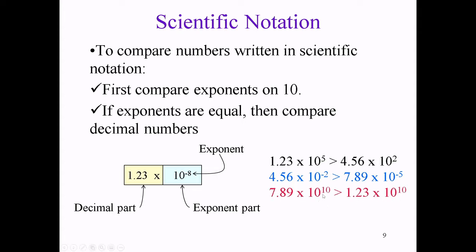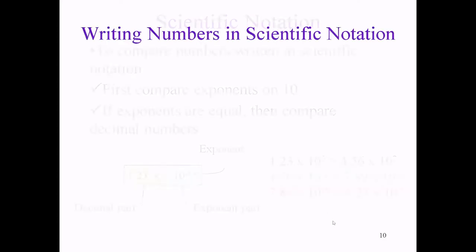And now in this case, we have the example where the two exponents are the same. And now we have to take a look at their decimal values. So we see that 7.89 is larger than 1.23, so therefore this is the larger number.